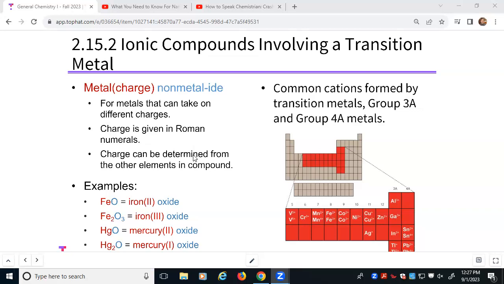And so one of the easiest places to get messed up as a student, one of the easiest places to make mistakes is here, where instead of looking at that Roman numeral as the charge, a lot of students will accidentally mistake it for the subscript. And so a lot of iron 2 oxides on examinations end up being written as Fe2O because they're taking that Roman numeral and making it the subscript instead of making it the charge.